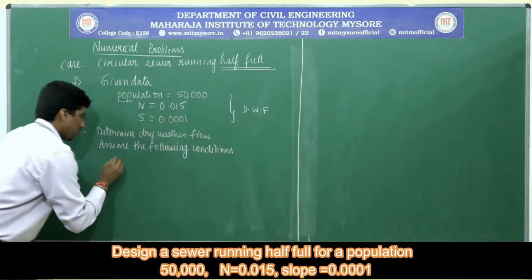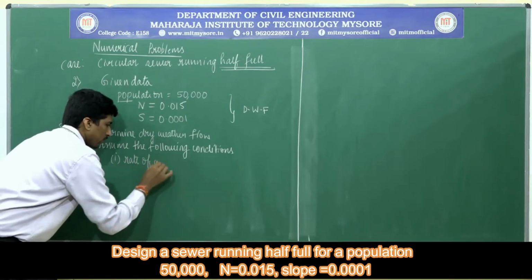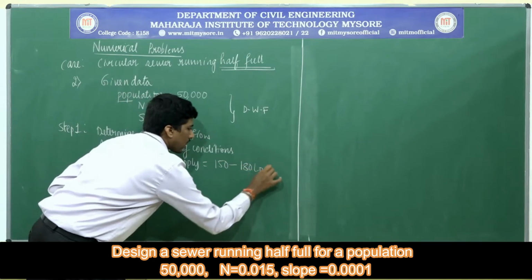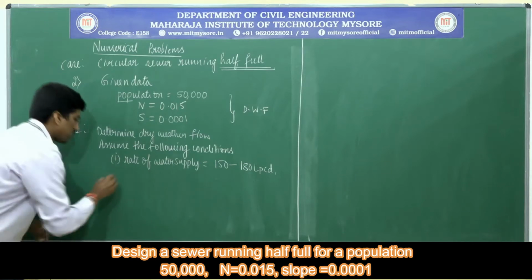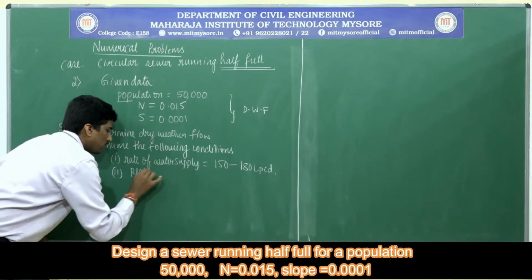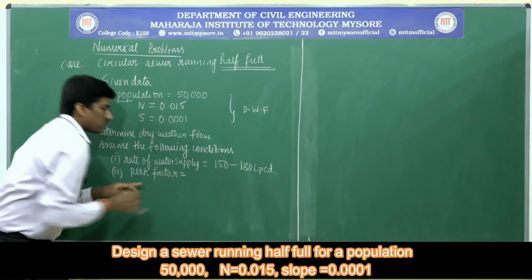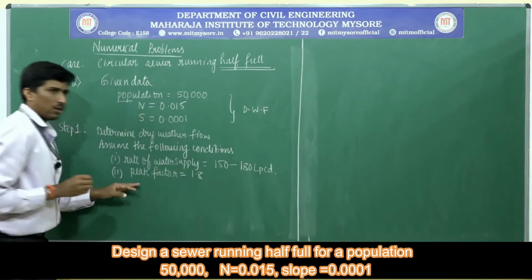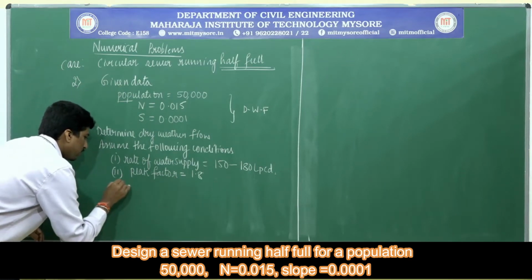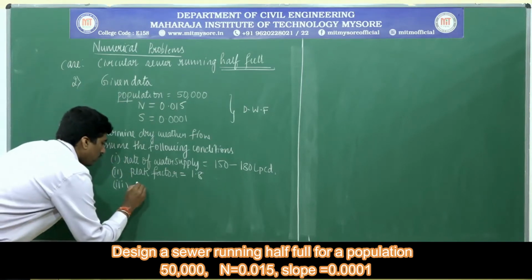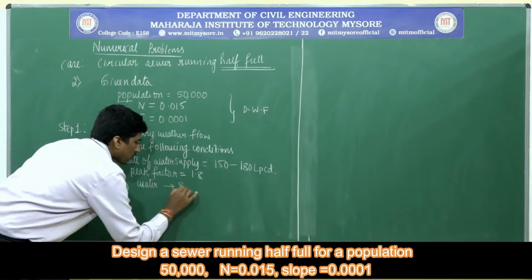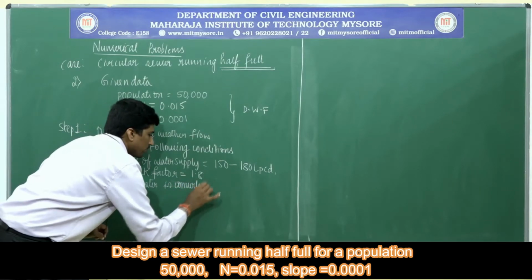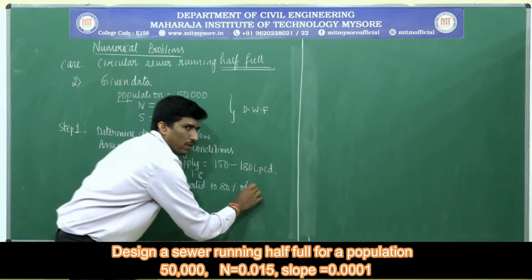What are those following conditions? First one is the rate of water supply is equal to 150 to 180 liters per capita per day. That is the first assumption. Second, assume peak factor is equal to 1.8. Remember, we have also dealt with this in water supply and treatment engineering. Next, assume the water is converted into wastewater at 80%.